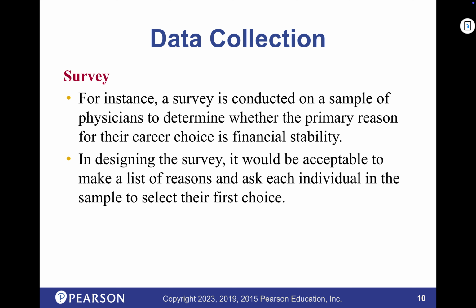So here's just an example. They did a survey on physicians to determine their primary reason. Why did you become a doctor? Is it financial stability, because you think doctors make a lot of money? In a survey, you could just leave it open-ended, or you could give several examples. You could say, A, you want to make a lot of money. B, you want to help people. C, you think it's cool. So you could give them some reasons and they could choose. That would be a survey method. And you've probably seen these where you take a survey and you choose. Sometimes you fill in a blank, but that's survey data.